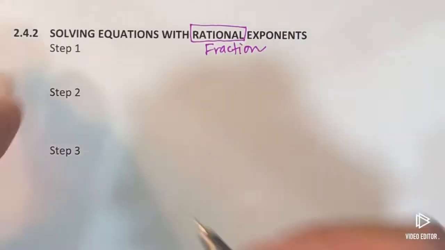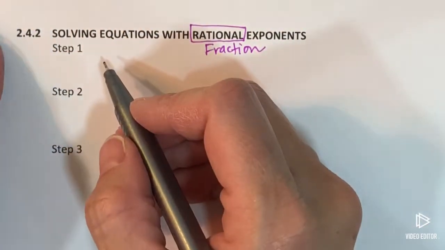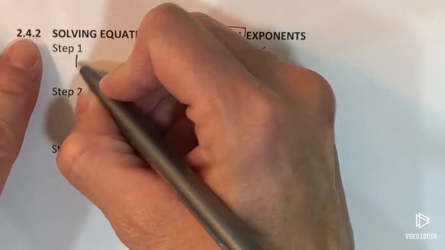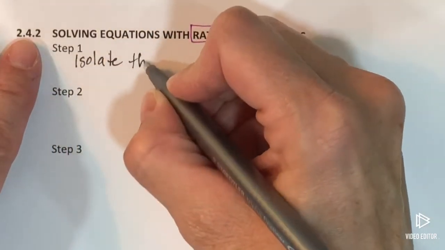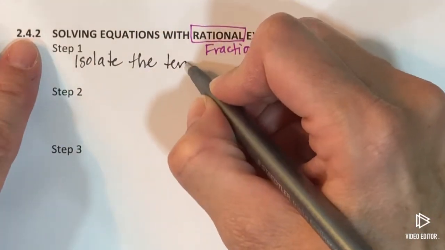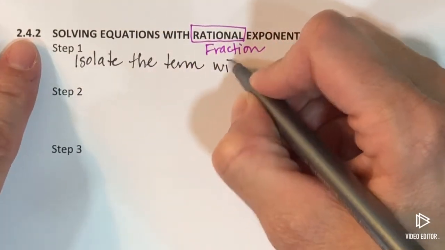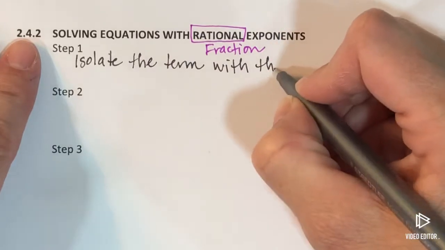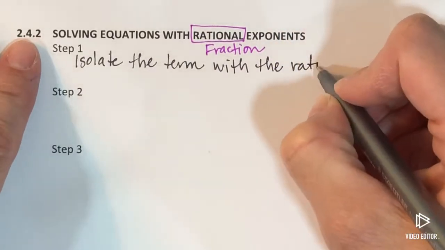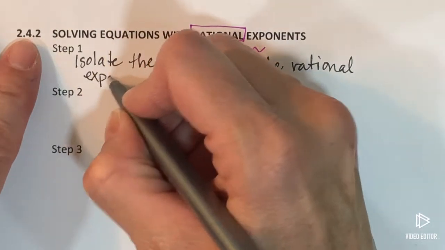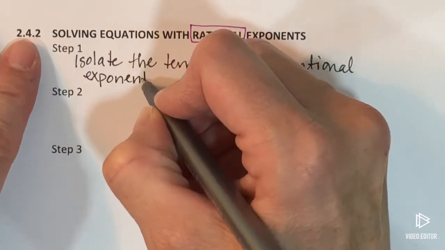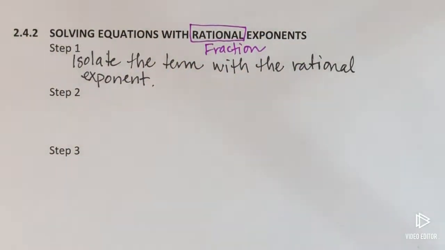Step number 1, similar to the radical, you want to isolate the term with the rational exponent. Meaning you want to get that term that has that fraction power on one side of that equal sign all by itself.